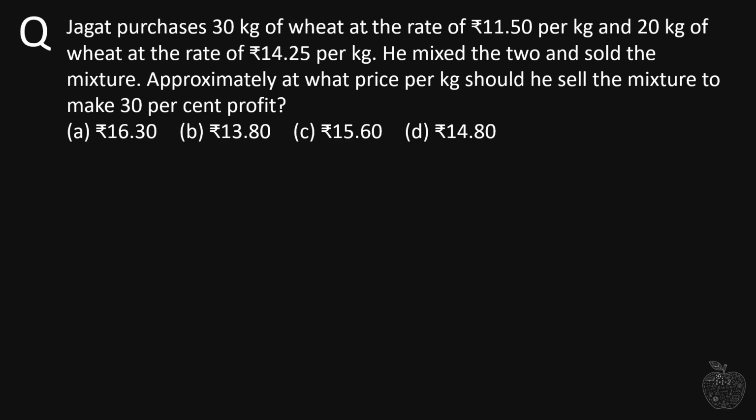Jagtap purchased 30 kg of wheat at the rate of 11.5 per kg and 20 kg of wheat at the rate of 14.25 per kg. He mixed the two and sold the mixture. Approximately at what price per kg should he sell the mixture to make 30% profit?